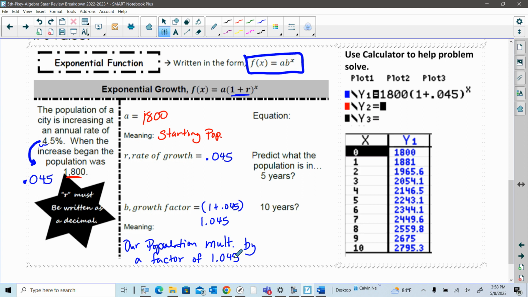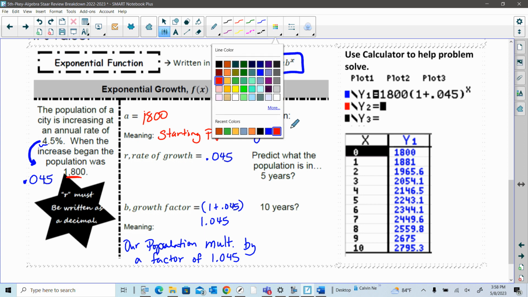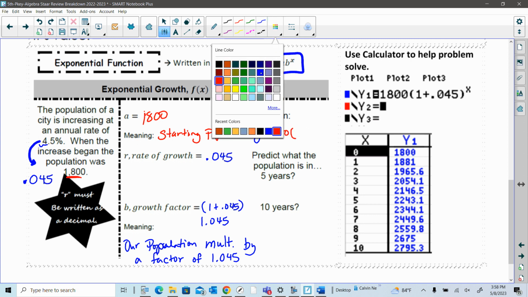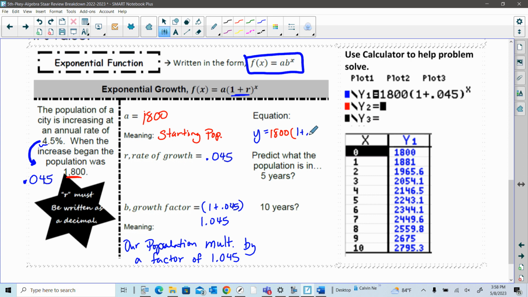So we want to put it all together and write the growth factor right here. If I was going to write the equation, just plug in the parts, we have y equals the initial amount, which was our 1800, that's our A, times, in parentheses, 1 plus 0.045, close the parentheses, to the x power. So there is the equation.